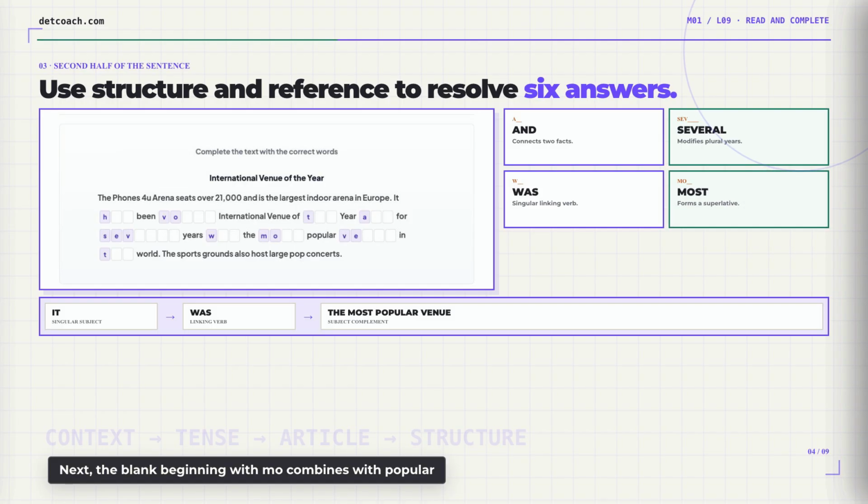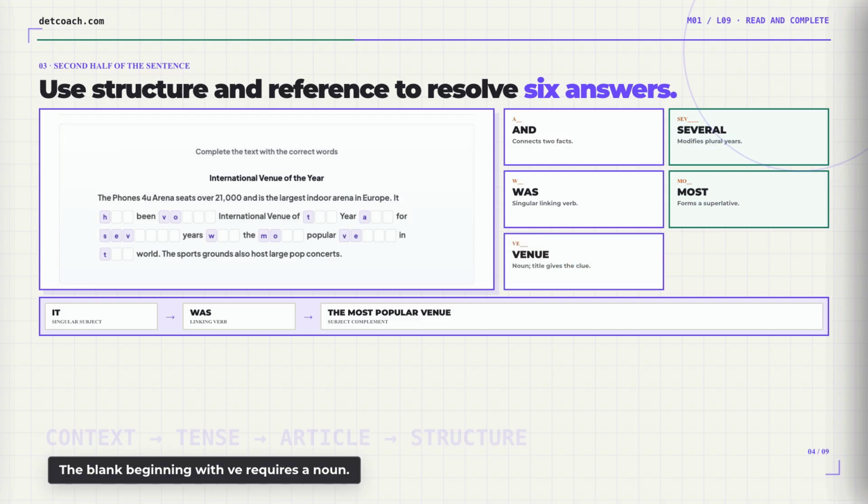Next, the blank beginning with mo combines with popular to form the superlative most popular. Because the is already present, the complete phrase is the most popular venue. The blank beginning with they requires a noun.